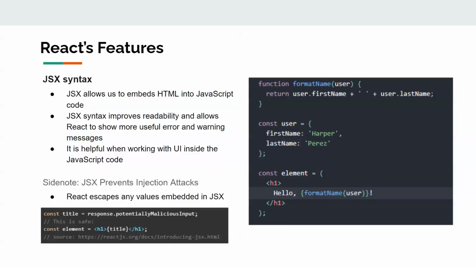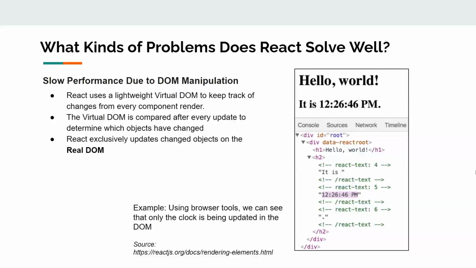Finally, JSX also prevents injection attacks. In the example below, it's safe to embed user input in JSX. By default, React DOM escapes any values embedded in JSX before rendering them. It ensures that you can never inject anything that's not explicitly written in your application, because everything is converted into a string before being rendered. So what kind of problems does React solve?